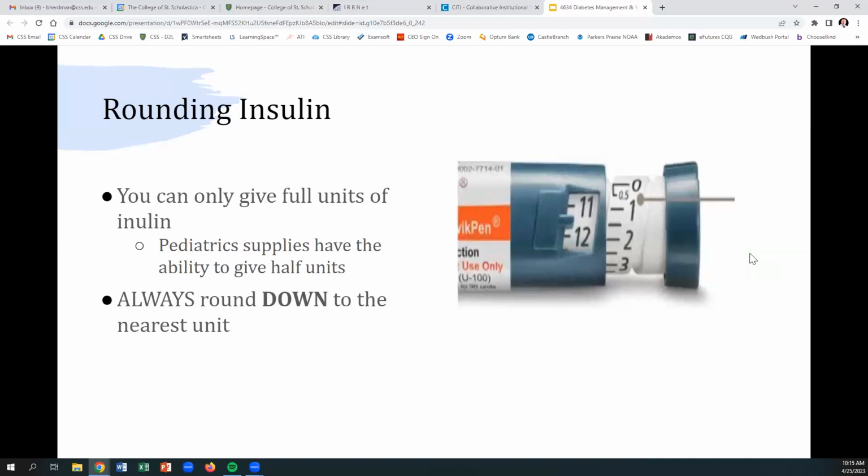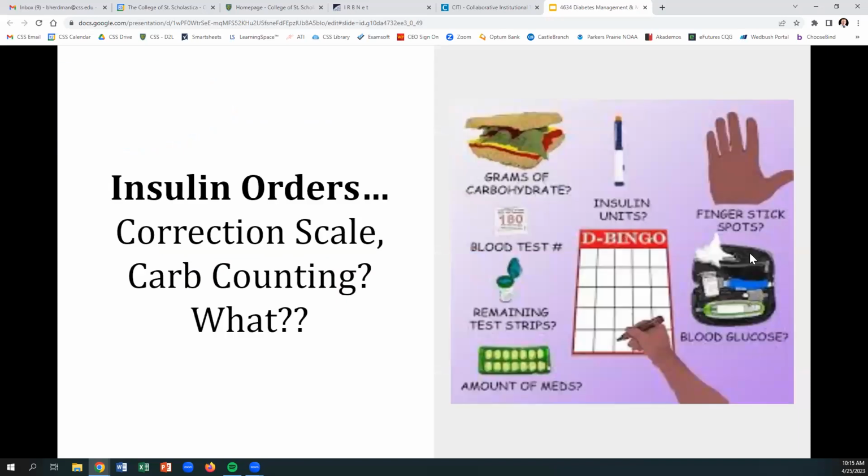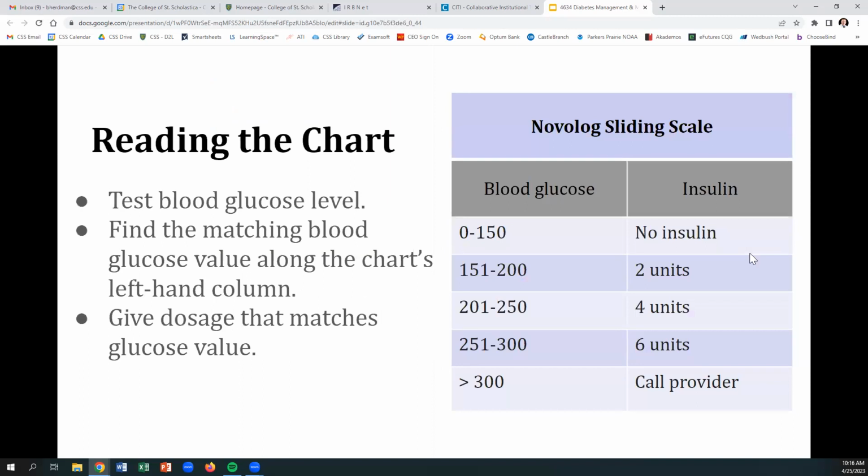All right. So we've got all of these different orders that we've talked about. We've talked about the correctional scale, or that sliding scale. We're going to talk about carb counting. What does all of this stuff mean? So we've talked about the correction piece. Now we're going to talk about the carb coverage piece. Actually, I'm going to back up a little bit. We're going to talk first about how to read a sliding scale.